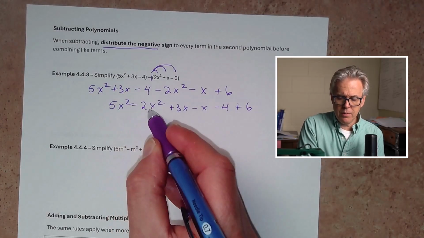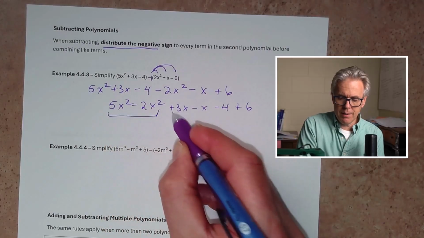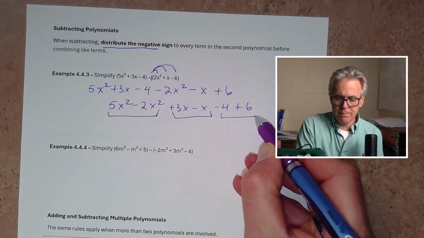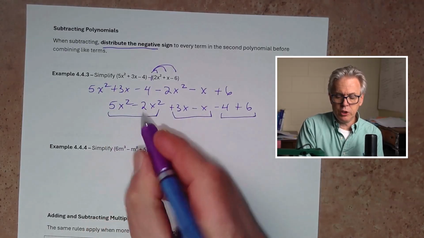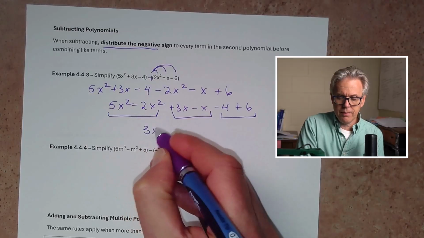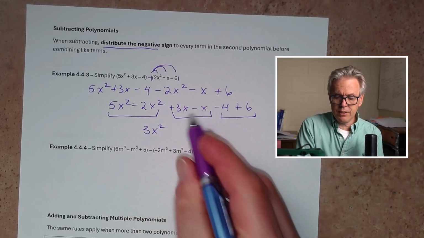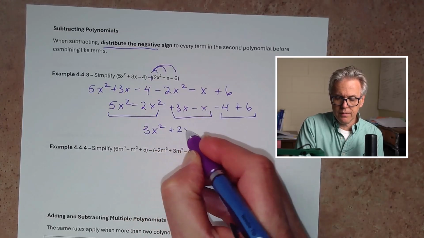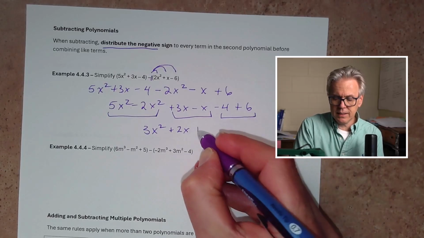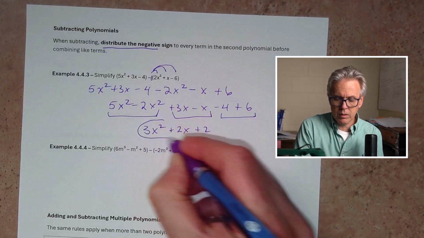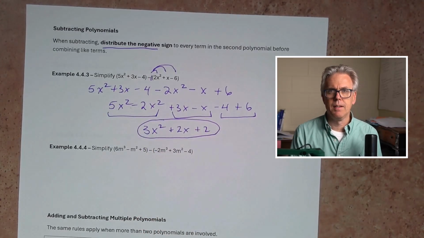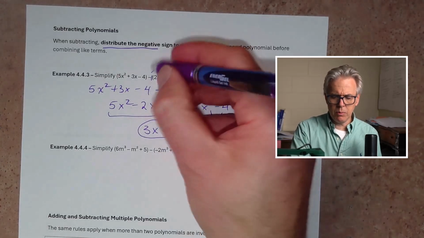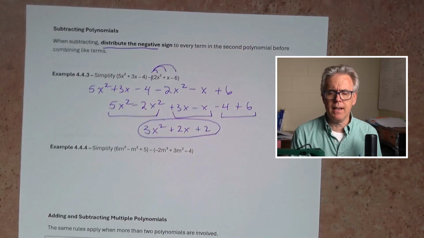So 5x squared, and again, very similar. I'll kind of mark these just so you can see how we're grouping them. The 5x squared minus 2x squared is 3x squared. 3x minus 1x is 2x. And then -4 plus 6 is a positive 2. The only thing really different we did there was this first step of distributing the -1.